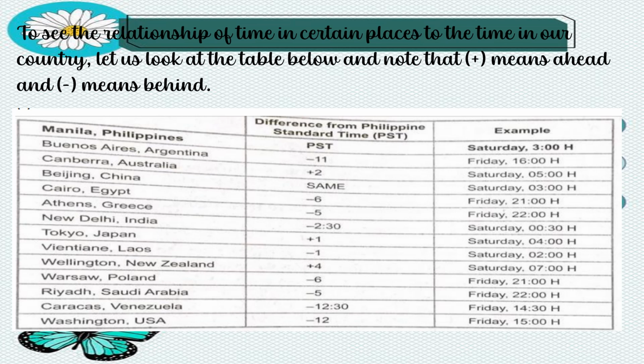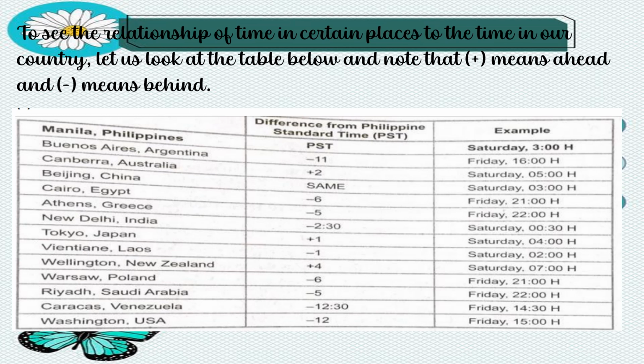Okay, so sa Beijing, China, parehas lang tayo sa Pilipinas. So Saturday and then 300 hours. Okay, and then we have the Cairo, Egypt, Athens, Greece, New Delhi, India. Okay, so ang difference ng Cairo, Egypt is -6. So ibig sabihin, behind sila sa atin ng 6 hours. And then ang Athens, Greece is behind sa atin ng 5 hours. Ang New Delhi, India, behind sa atin ng 2 hours and 30 minutes.